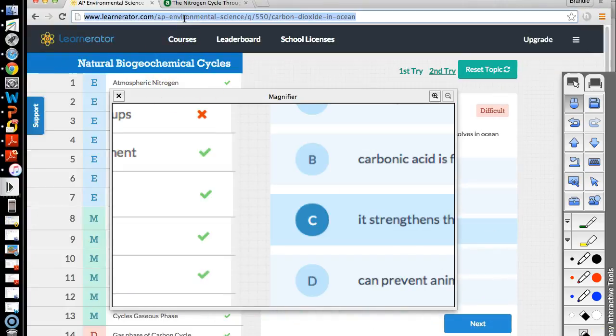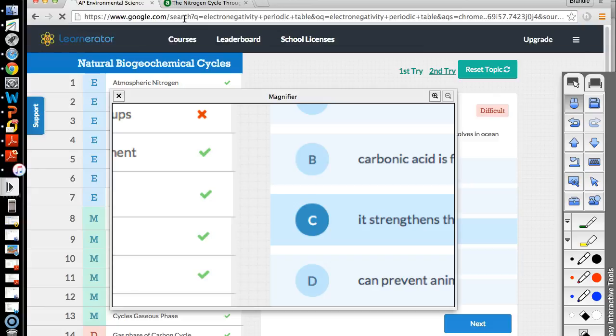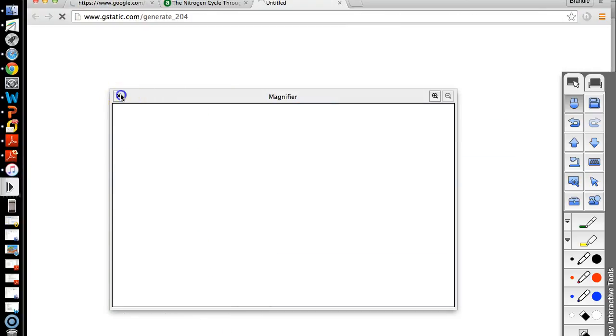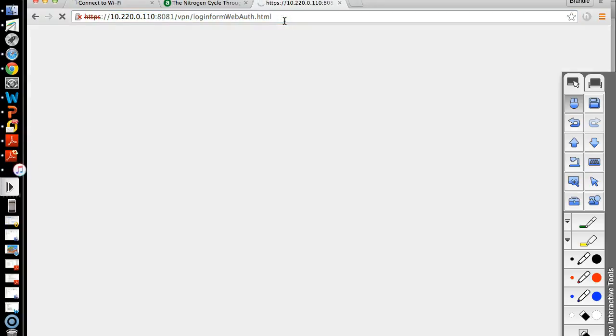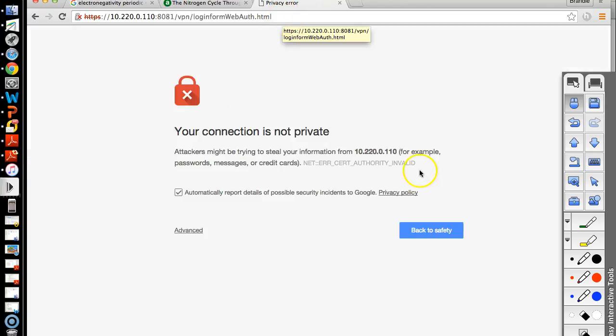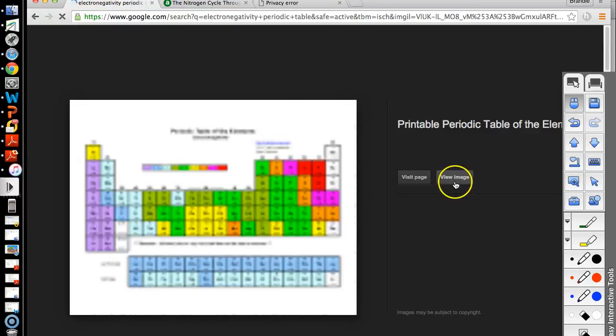Let me do this for the people at home. Oh, it's not going to work. Okay, let me get my internet. Yeah, so sulfur and fluorine with the F. Here we go. This one's in color.